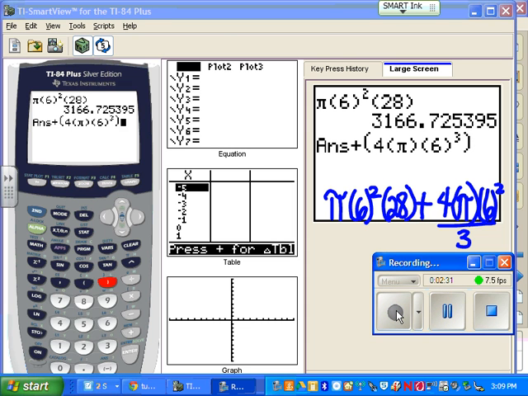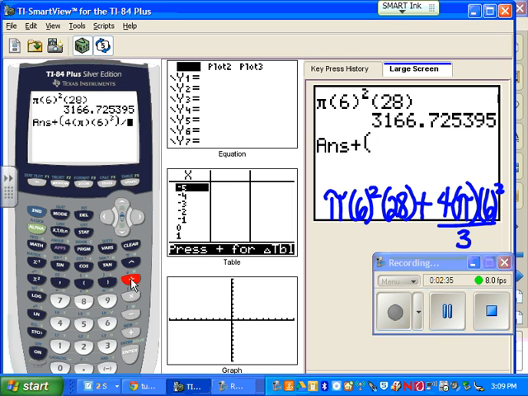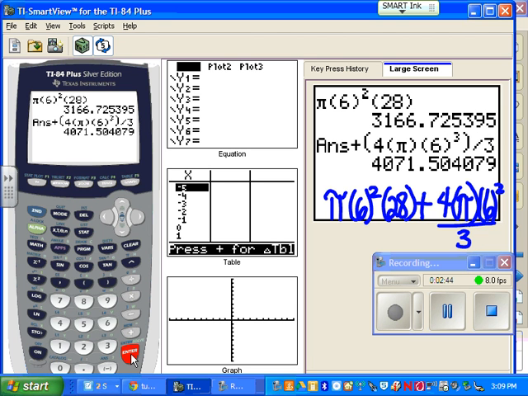Okay, so now I did my cubed and then I closed all of that in parentheses, so then I could divide the whole thing by 3. And when I did that, I hit enter, and my answer is 4,071.5. If I'm rounding to my tenths, this would be my answer, and it's 4,071.5 feet cubed because we're doing volume.